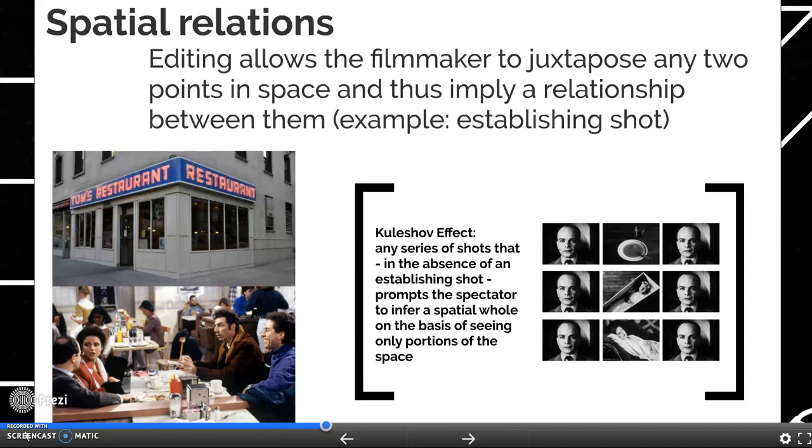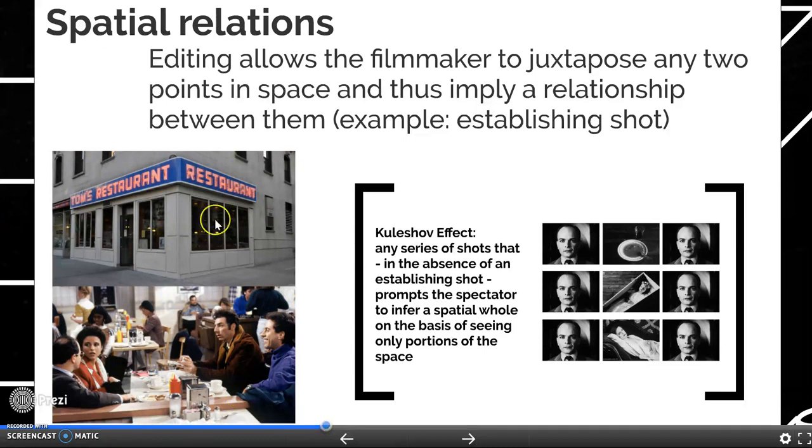Temporal relations in editing. So when I refer to spatial relations, I'm talking about space, the physical space depicted in a film. Editing allows a filmmaker to juxtapose or compare two points in space and imply a relationship between them. A really good example of how the editor is able to use spatial relations to tell a story is through the use of what's called an establishing shot.